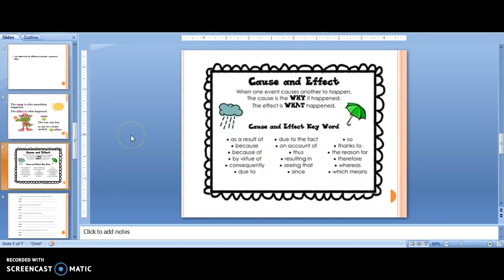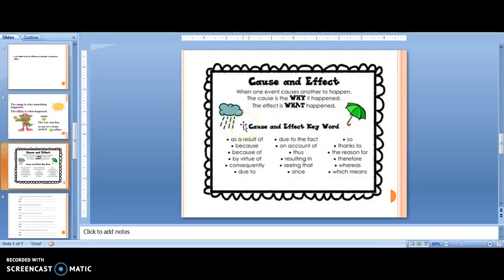Another anchor chart states when one event causes another to happen, the cause is the why it happened. So the cause is why something happened. The effect is what happened. Once again, the effect is what happened. So because something happened, something else happened as a result.